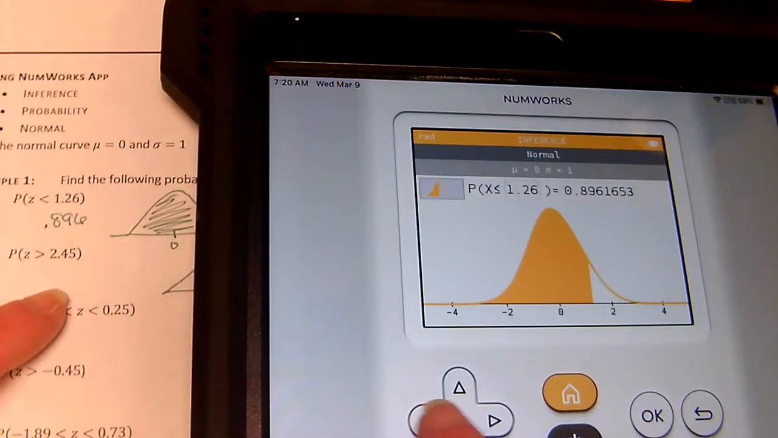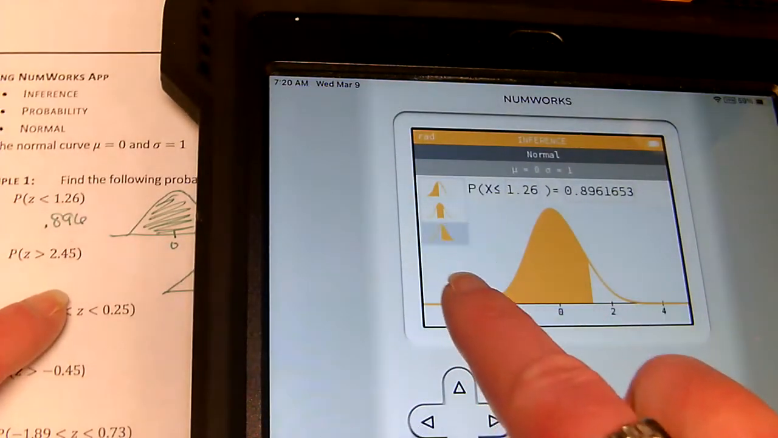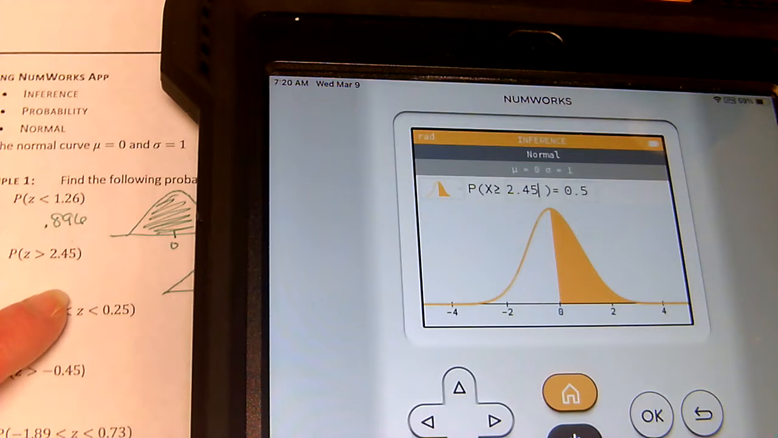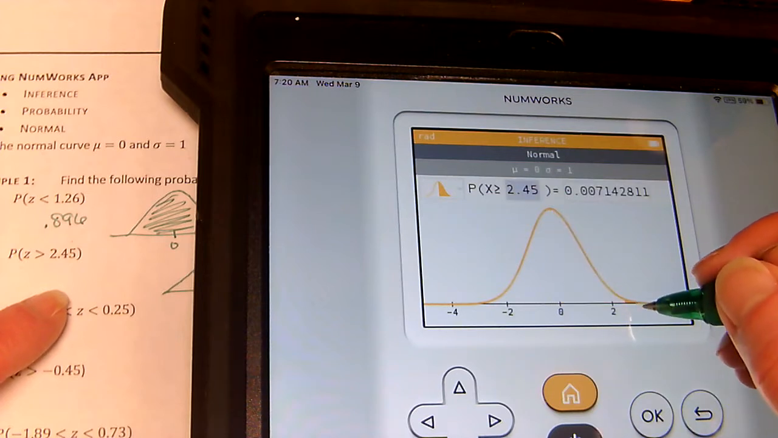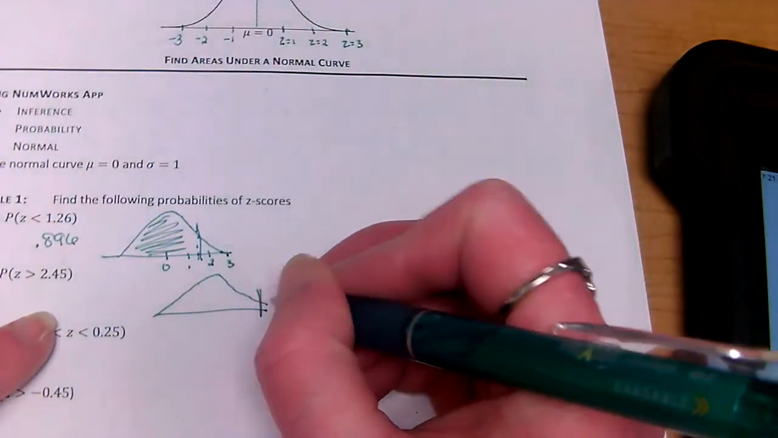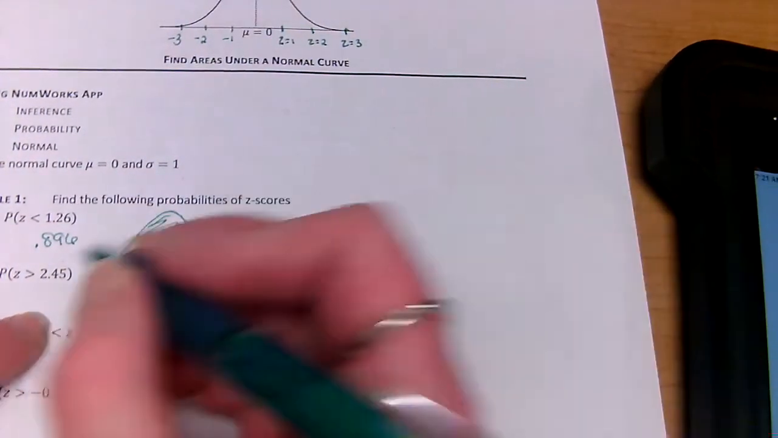Greater than 2.45. I'm going to change this to be a greater than, and notice I do not have the option for an equals to. This is always a range of values because this is continuous data. So greater than 2.45, let's see, 2.45 is going to be way over here, isn't it? Wow, it's way off to that tail end, and it's 0.007. Wow, that's really far. That's like way down here, and we're talking about this little shaded region here.